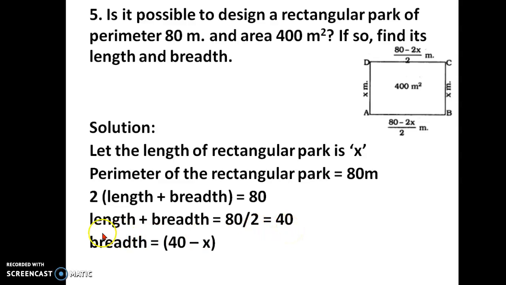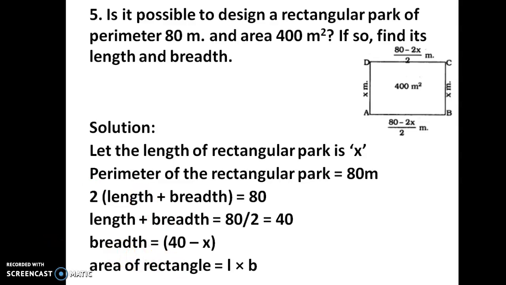And already length I said it is x. So what is the value for breadth? Breadth will be 40 minus x. Okay. So in terms of x we want the breadth value. That's why we did this step. Okay. Understood? Length is taken as x. Perimeter is 80, it is given. So what is the perimeter formula? 2 into L plus B. So equate it to 80. We know L as x. So substitute that. In terms of x you want breadth. So breadth we got as 40 minus x.